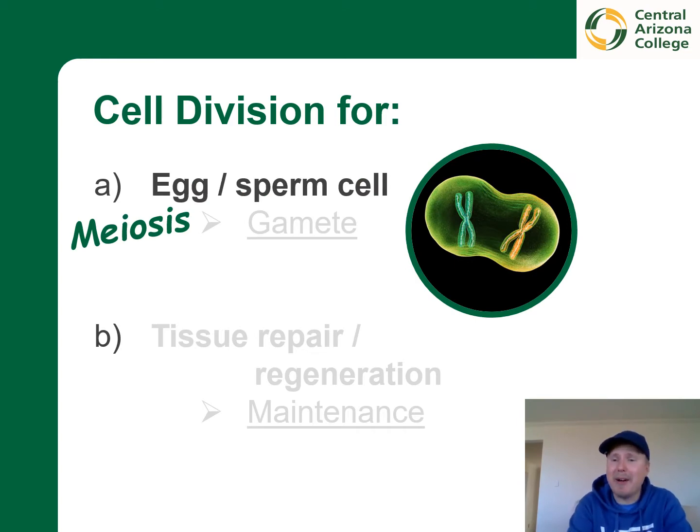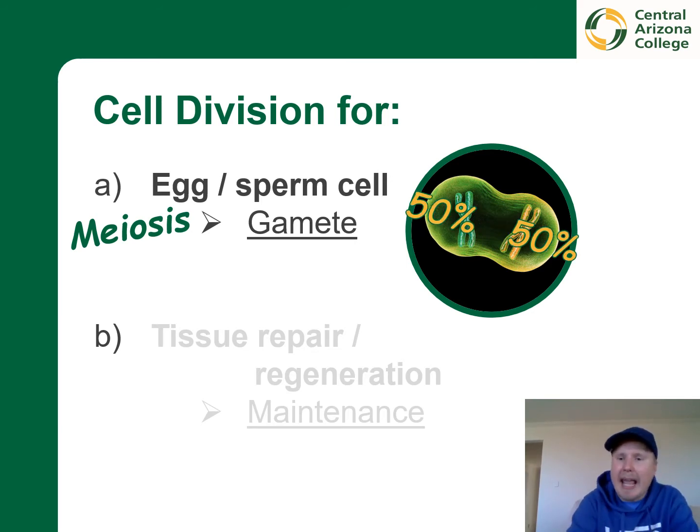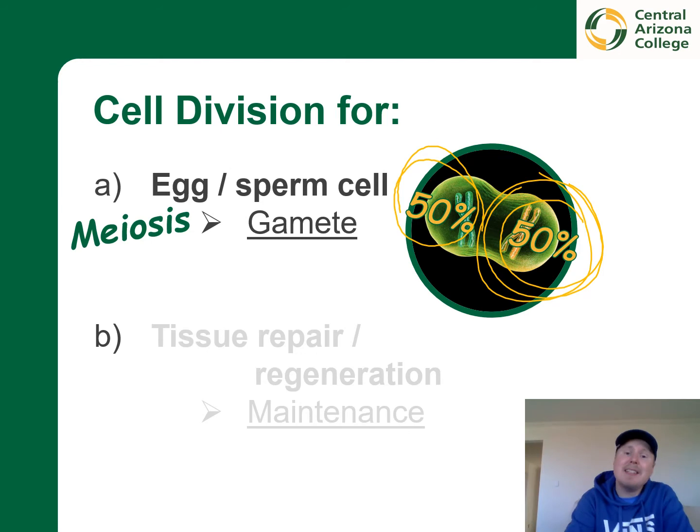The first one that we are going to be looking at, meiosis, is going to be the production of the egg or sperm cells. And these are known as gametes. So these are our sex cells. And the reason why this is such a special way of cell division is that to make an egg or sperm cell, we want to have only half of the genetic material in the resulting egg or sperm. This is because we get 50% of our DNA from the mother and another 50% from the father.